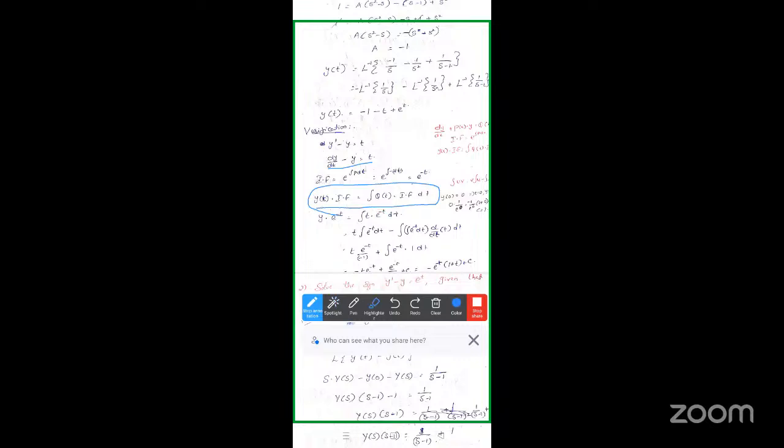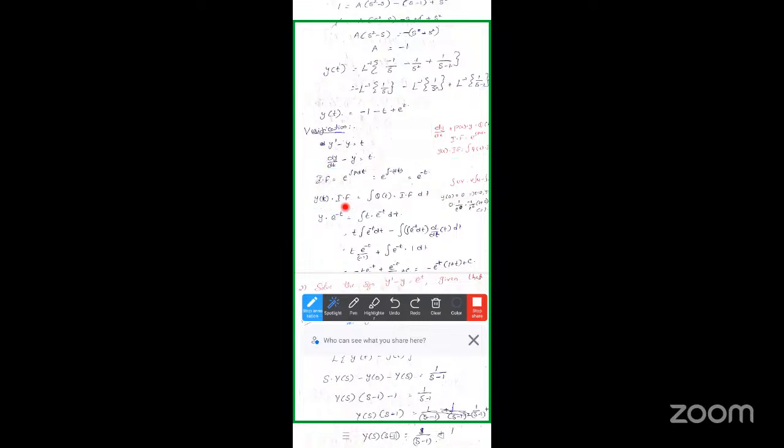The integrating factor formula is e power integration p dt. First we compare the given differential equation with dy by dx plus p into y is equal to q of x. Here p is equal to minus 1. Therefore, the integrating factor is e power integration p dx. Since p is equal to minus 1, e power minus t is the integrating factor.